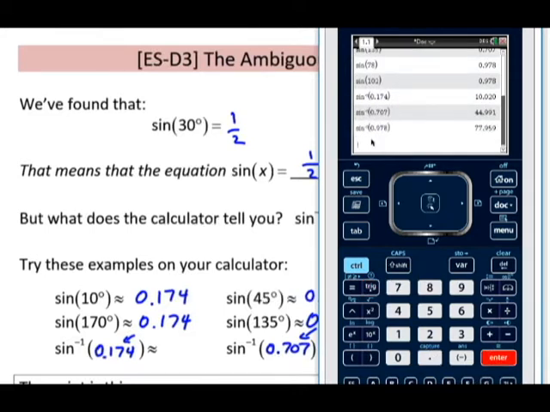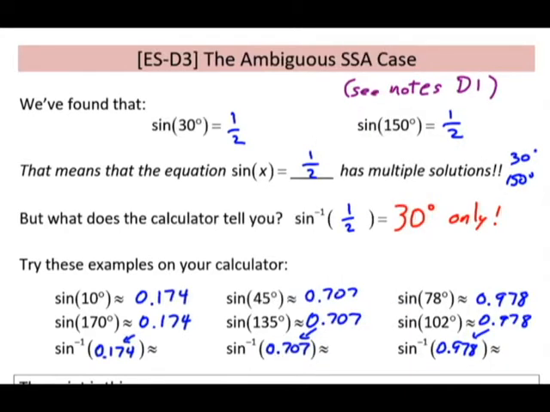In every case, it's the acute angle. Notice that there are some rounding differences. That's because I used inverse sine of the rounded figure instead of the full expanded decimal. So here we got 10 degrees, not 170. We got 45 degrees, not 135. And we got 78, not 102.